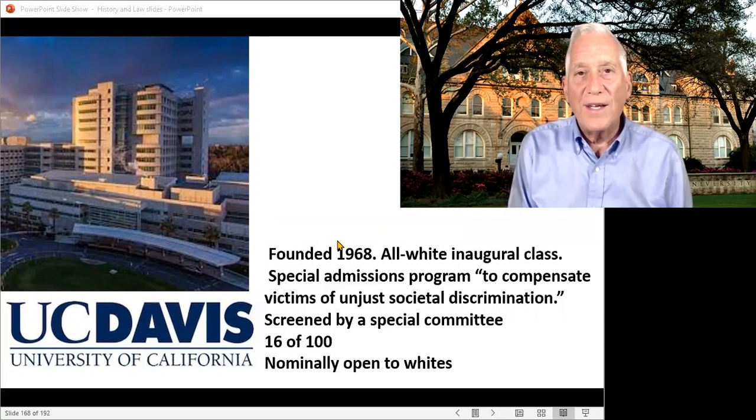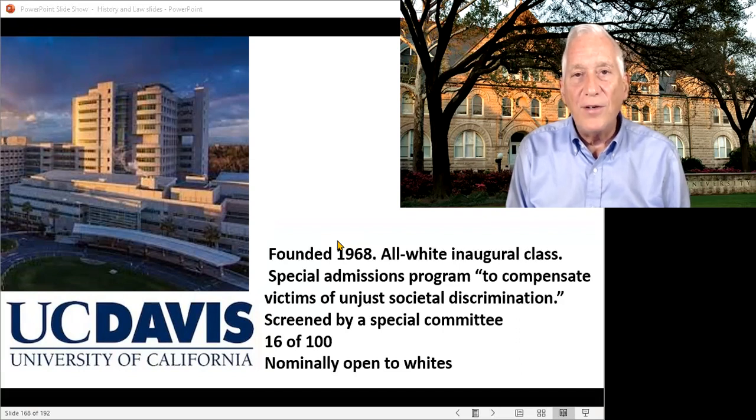That was something that was not intended. It's not something that they wanted at the University of California system. And so they set up a special admissions program to compensate for victims of unjust societal discrimination. And what it did was that it set aside 16 seats out of the 100 seats in every new class.